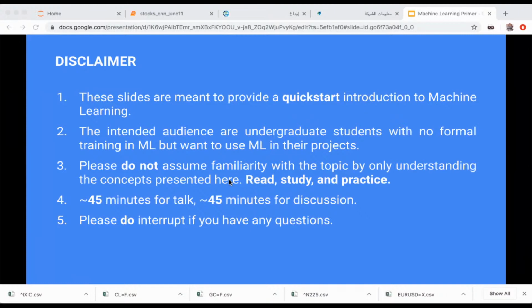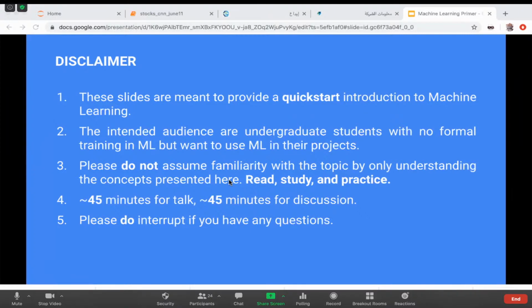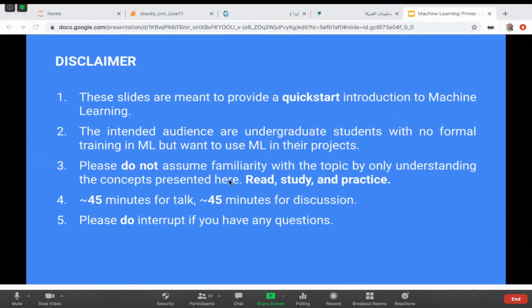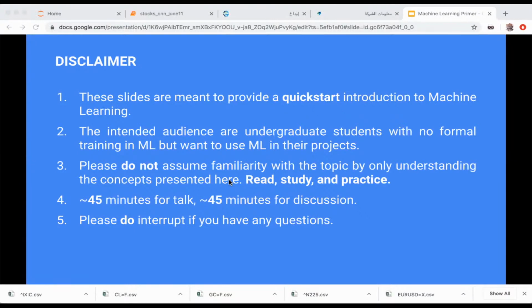If you are already experienced in this field or have completed a course successfully in the past, you may not find most of the contents useful, except perhaps the last part, in which I discuss some good rules of thumb. I wanted to mention this first, just to set the expectations right. Second, and I believe this is very important, machine learning is a very broad discipline. So please do not assume familiarity with the topic by only understanding the concepts presented here. These are bare minimum, but they are not enough. It's important to continue to read, study, and practice.